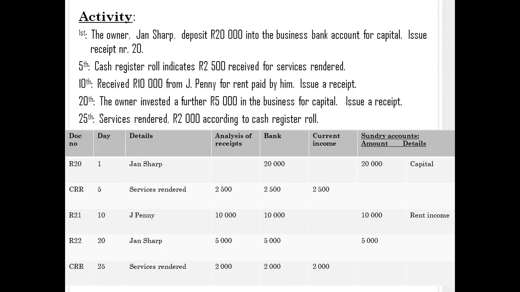Right, look at the entry. So on the 5th, document number, it's going to be CRR for cash register roll. There's no name of a person in that transaction. Therefore, with details, you're going to write services rendered. 2,500 Rand is the amount. If it's services rendered, it means you receive the money at the business. So it's going to the safe. It's going to analysis of receipts. It's going to bank. And because you have written there with details services rendered, it must also go to current income. So again, compare the transaction on the 1st and the 5th and see where the differences are.